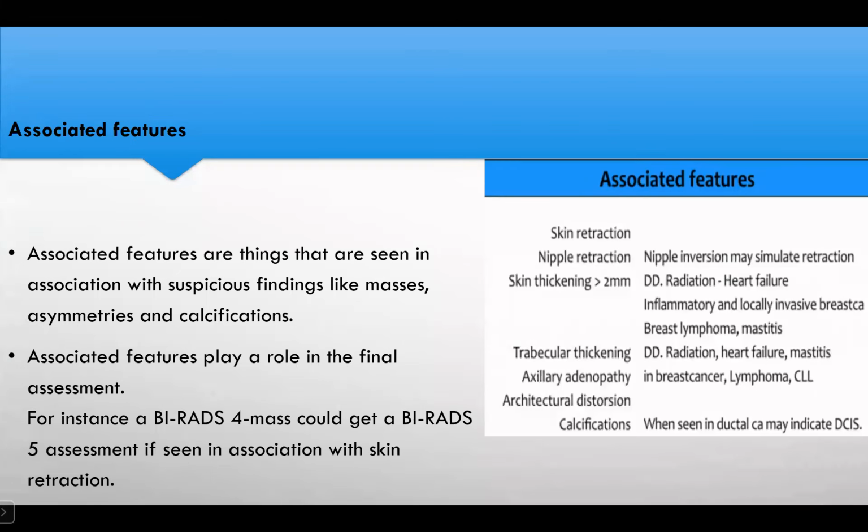Associated features are things that are seen in association with suspicious findings like masses, asymmetries, and calcifications. Associated features play a role in the final assessment. For instance, a BI-RADS 4 mass gets a BI-RADS 5 assessment if associated with skin retraction.